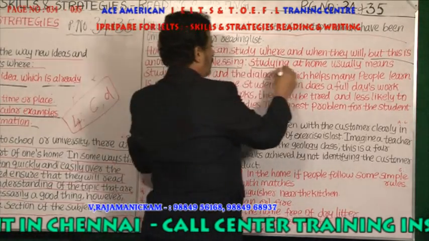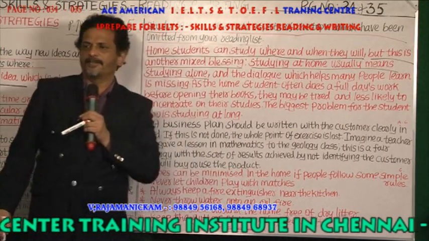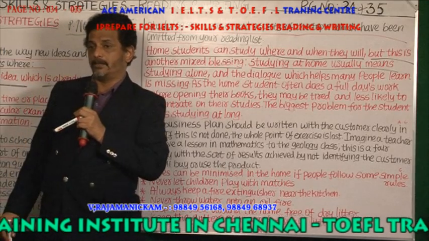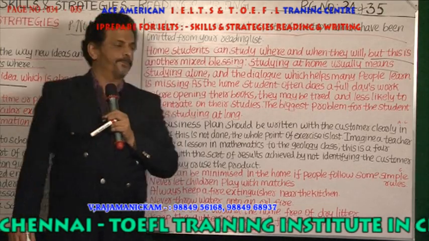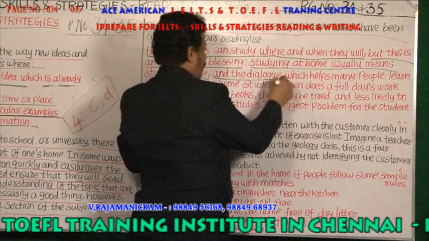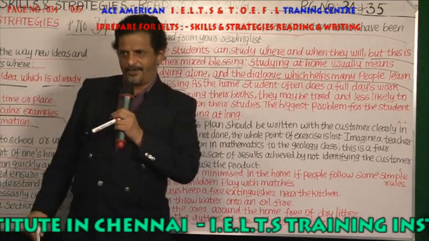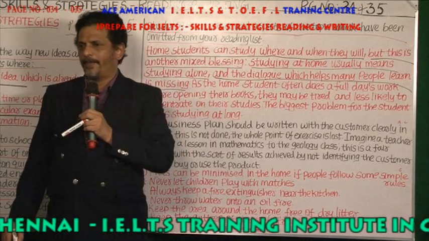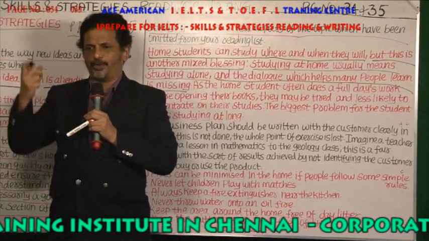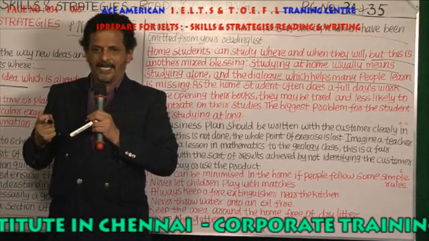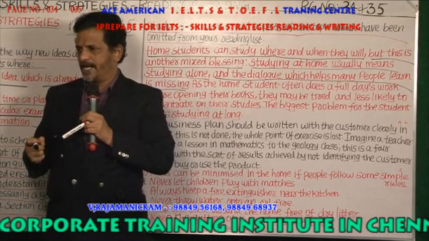Studying at home usually means studying alone. But one of the problems is there: you have to study alone. You don't have friends to study together, work together, to do group studies. And the dialogue which helps many people learn is missing. So that is one of the problems. Home students who study in their home don't have the opportunity to interact with the teachers and the students. So the dialogue, that is discussion, is missing for home students.